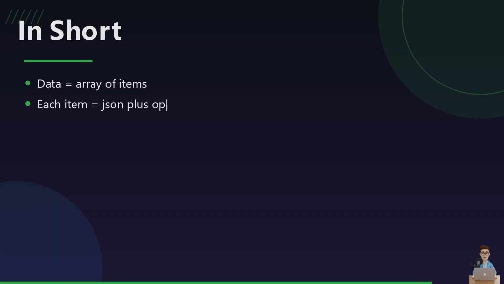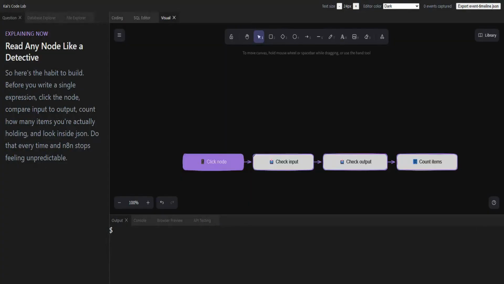In short, everything moving through n8n is an array of items, and every item is just a JSON object with an optional binary attachment riding along. That's the whole shape. Clean. So here's the habit to build. Before you write a single expression, click the node, compare input to output, count how many items you're actually holding, and look inside JSON. Do that every time, and n8n stops feeling unpredictable.